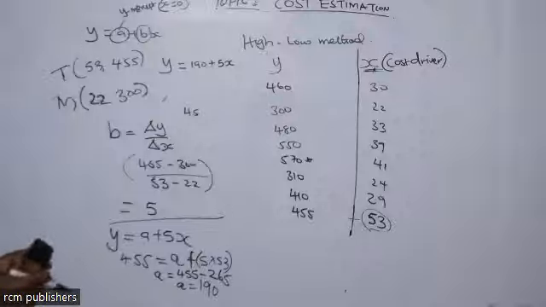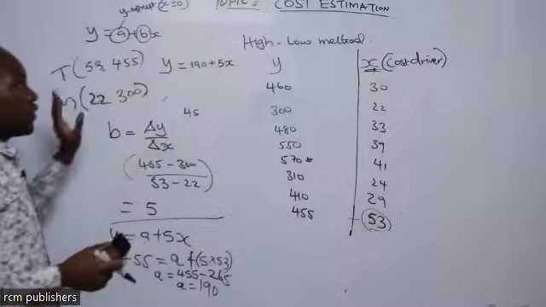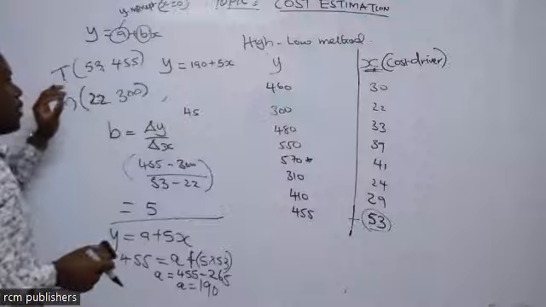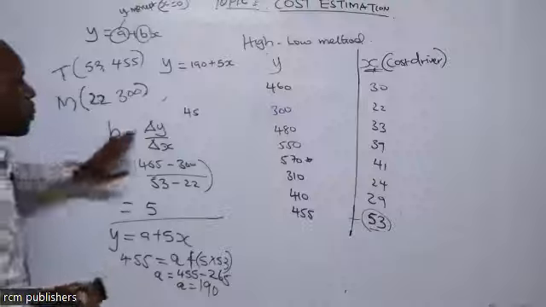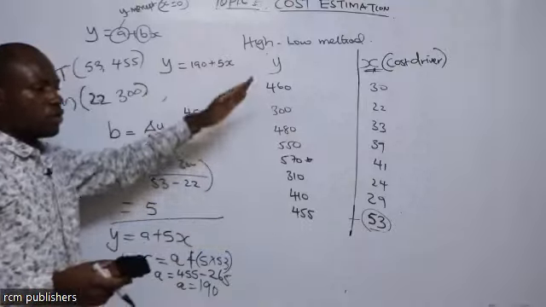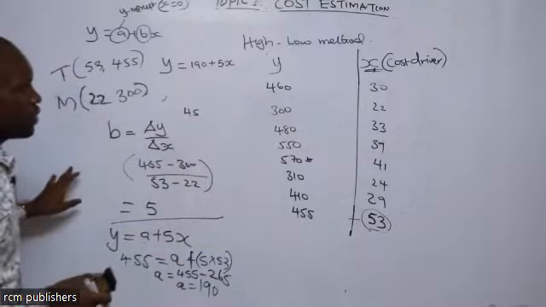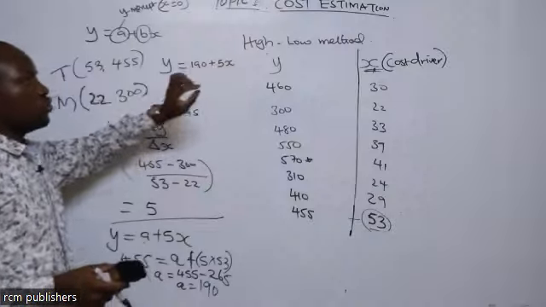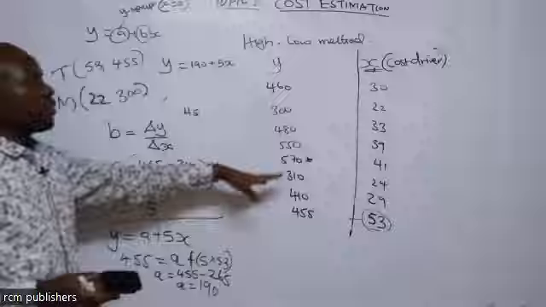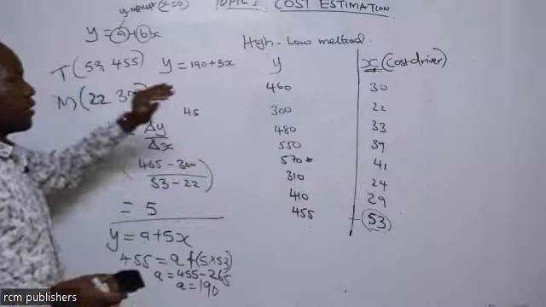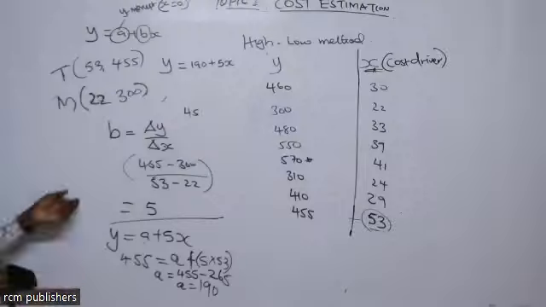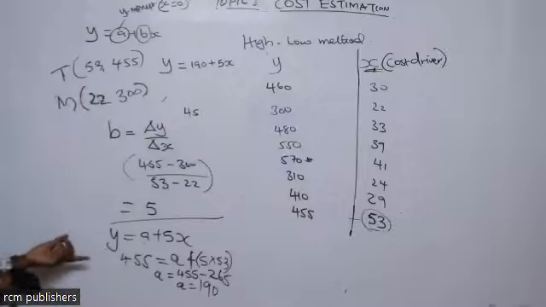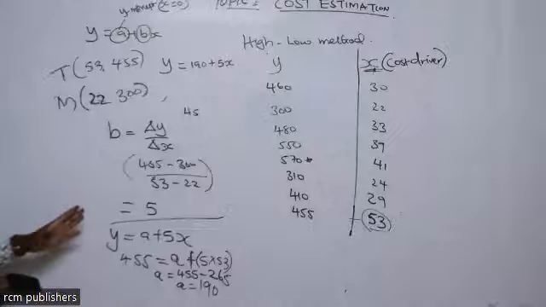So you've seen the only difference between the high-low method and the scattered graph. For scattered graph, you're going to plot everything. We look for the line of best fit. For high-low method, we don't need to go through that procedure. We simply pick the two pairs and then proceed to calculate all this that we have just done here.